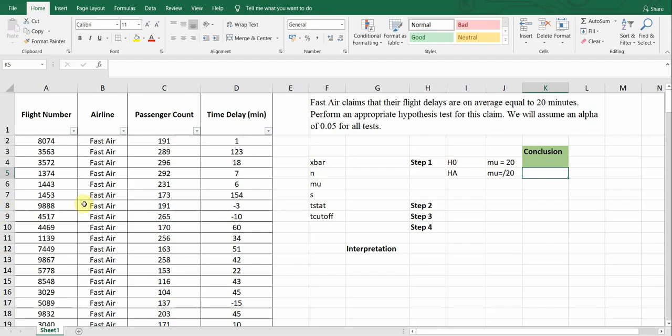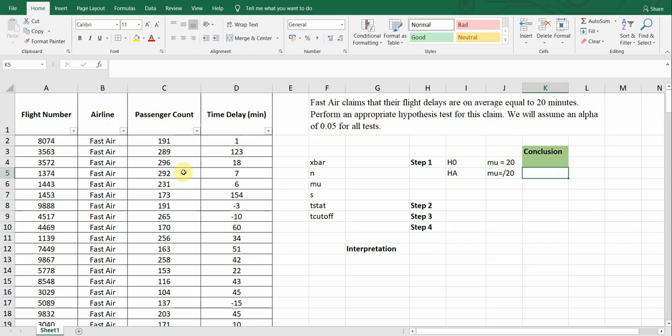So this is the example that we have. Fast Air claims that their flight delays are on average equal to 20 minutes. Perform an appropriate hypothesis test for this particular claim. We'll be using the 95% confidence level. These are the data which have been given to us. We have data regarding the flight number, the airline, the passenger count, and the time delay in minutes. Wherever we have a minus sign, it means that the flight has arrived early.